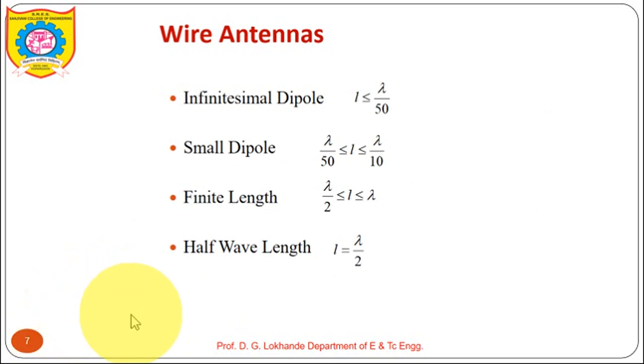Now there are different types of antennas. One is called an infinitesimal dipole, which is a very small antenna, and we need to understand it thoroughly so that the analysis of other antennas can be easily calculated from this theoretical antenna. Another one is a small dipole whose length is between lambda by 50 and lambda by 10. The third is the finite length dipole, whose length is lambda by 2 to lambda, and the last one is the half wavelength dipole, that is, L is equal to lambda by 2.